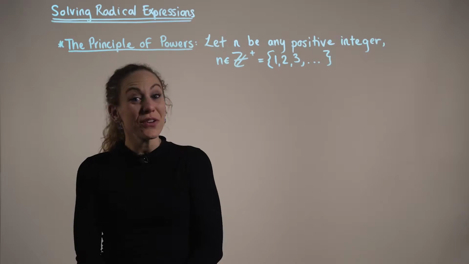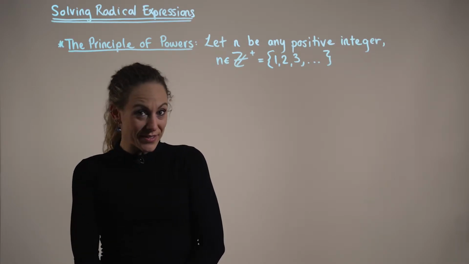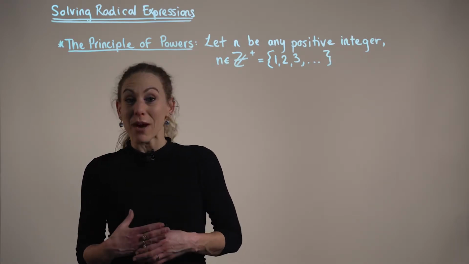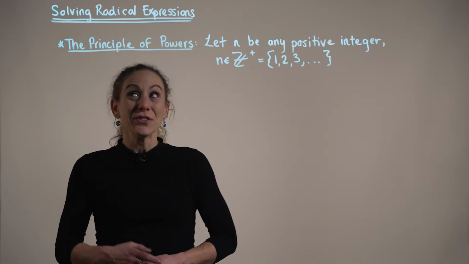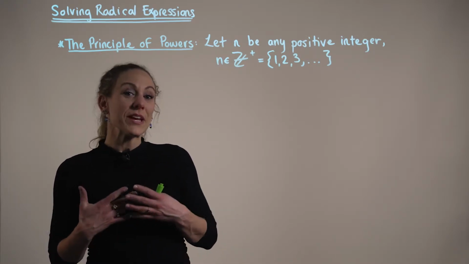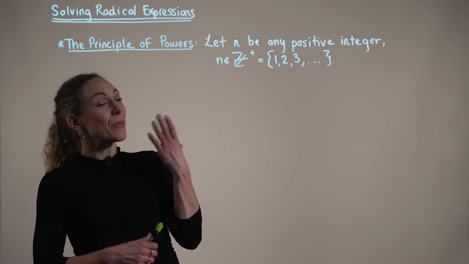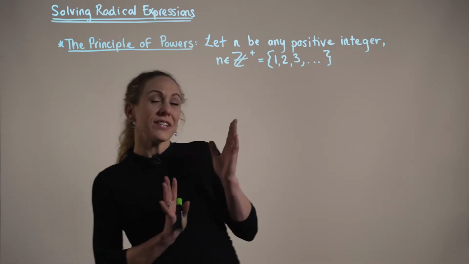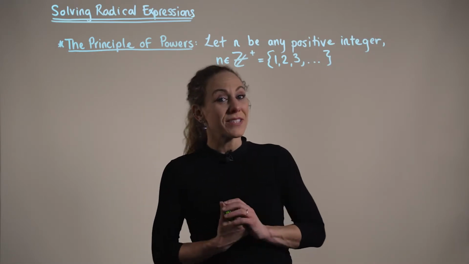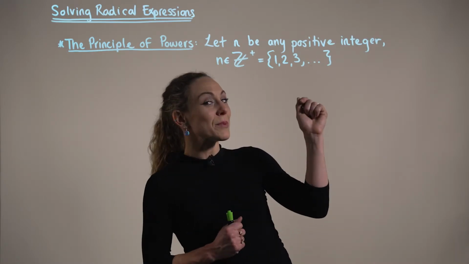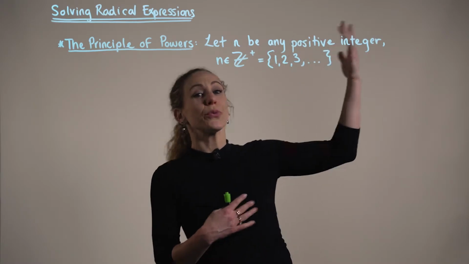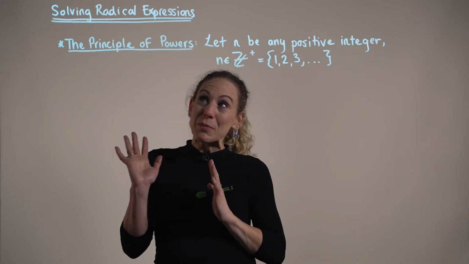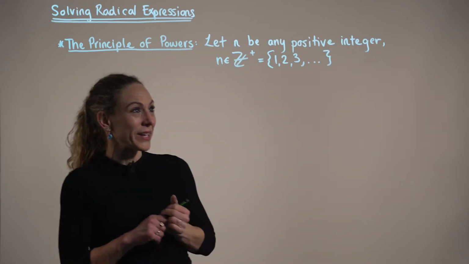Here we're going to begin looking at how to solve equations where these equations contain radical expressions. So to get us started, we need to begin by reviewing the principle of powers. For this principle, we want to let n be any positive integer. So n is an element of the positive integers, 1, 2, 3, and beyond. Now, the principle of powers tells us the following.